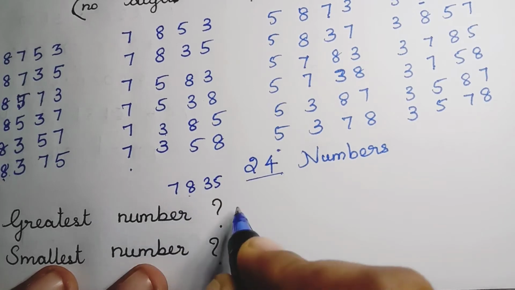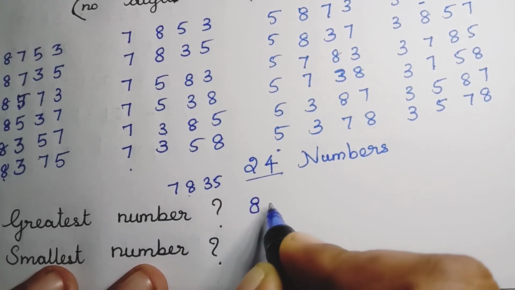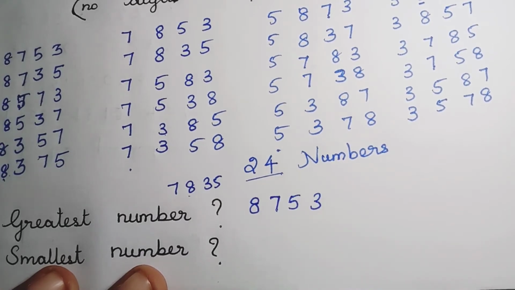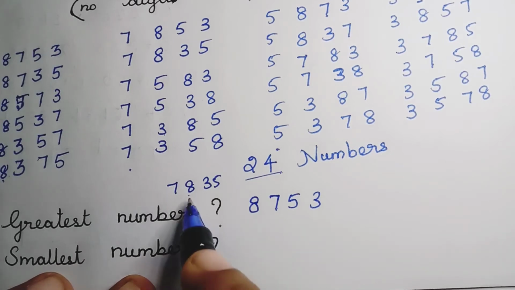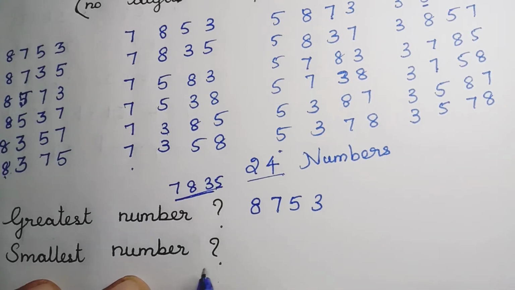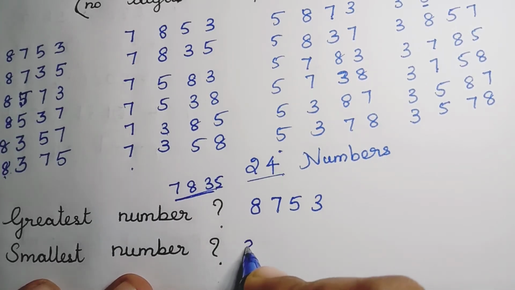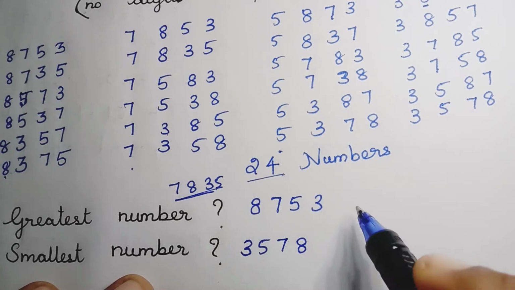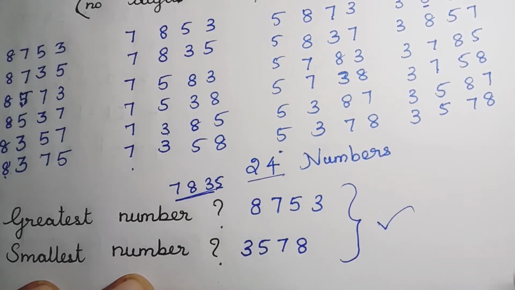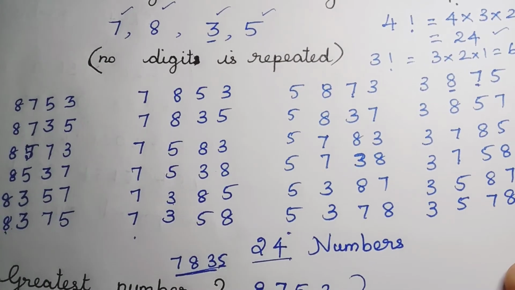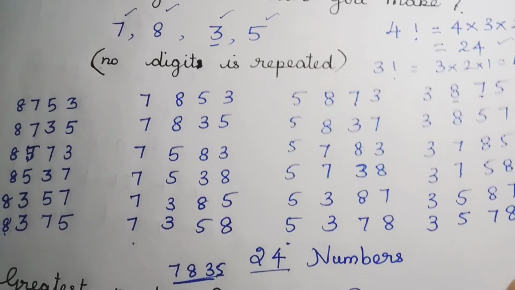Okay, so which is the first number? The greatest number will be 8. Then next it is 7, 5, 3. Okay, so this is the greatest number for these digits. Okay, so what is the smallest number? In order to find out the smallest number, you have to arrange it in ascending order. So that is 3, 5, 7, 8. Okay, here the condition is given, no digit is repeated. So the answer will be very easy. Okay, you can easily find out the answer, but you should know how to write the possibilities of these 24 numbers also. So learn this also and learn the shortcut also.